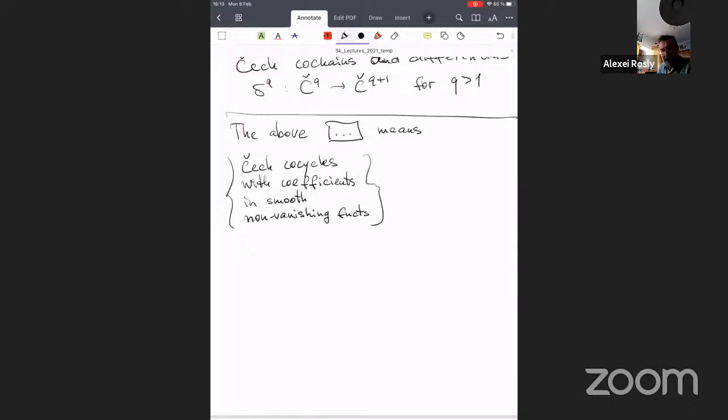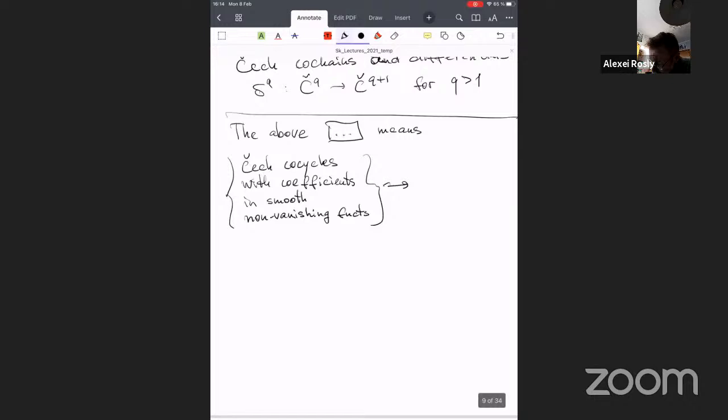Is it clear what I mean by Czech chains and cocycles with coefficients and such things? It's the same as sections, but functions, simply, or sections of the trivial bundle. But I want to think of them as functions and require that they nowhere vanish. Okay.